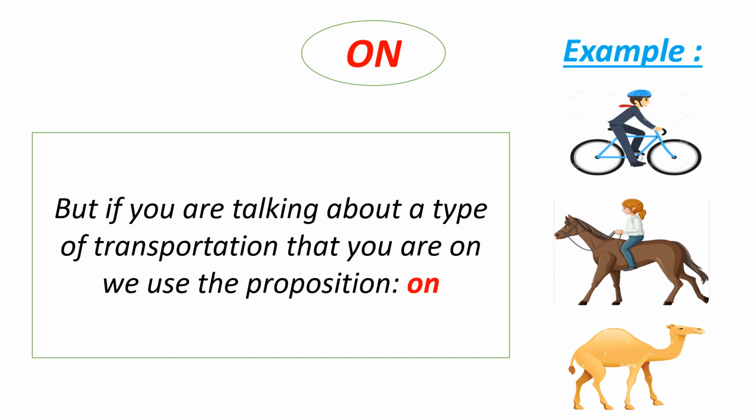And we don't say at. No. The correct answer is on. Remember, for this type of transportation, such as animals or, for example, motorcycles or bikes, we use on. Remember this because it's so important and can be in exams, in the university also.